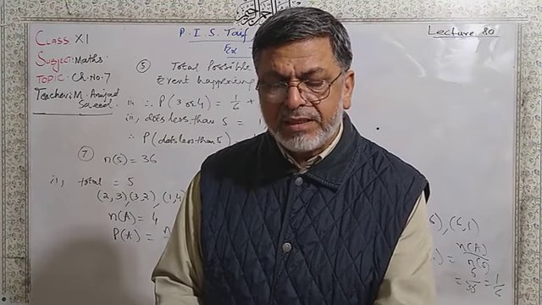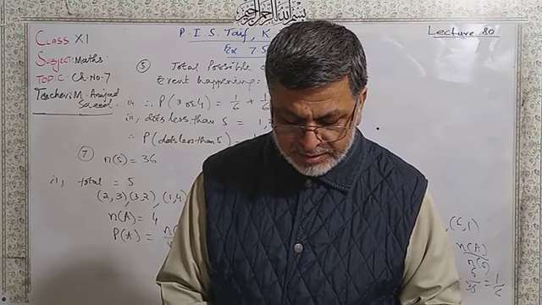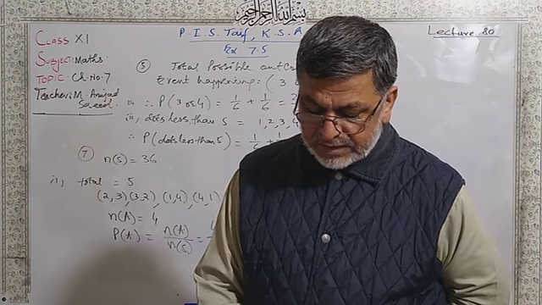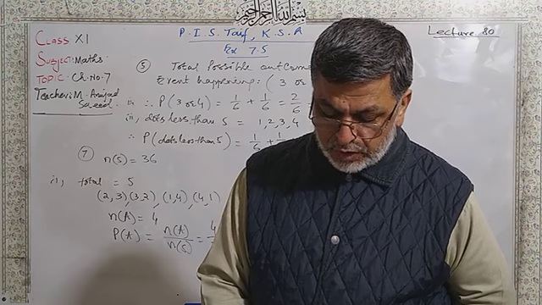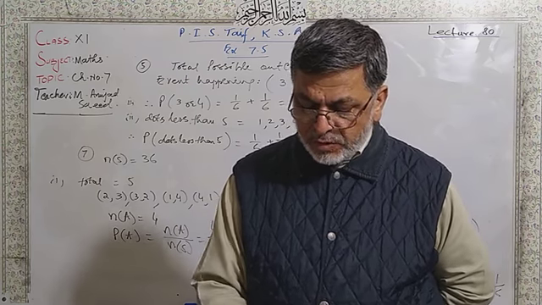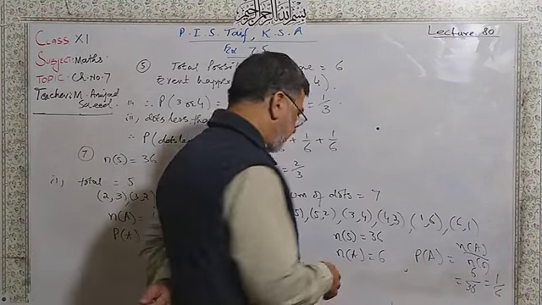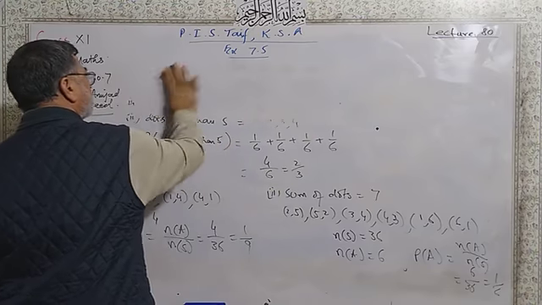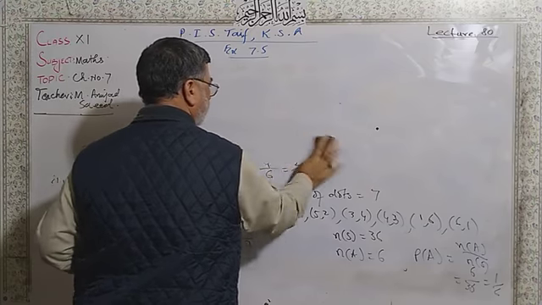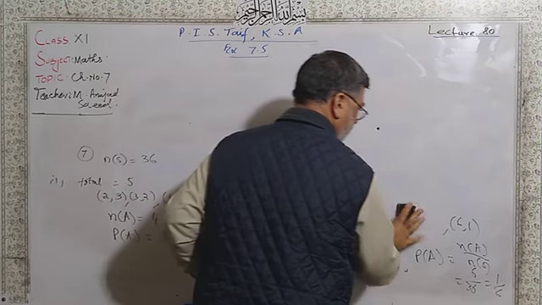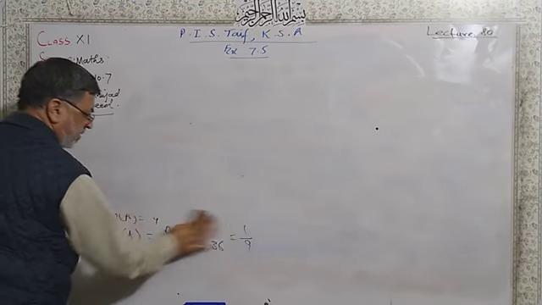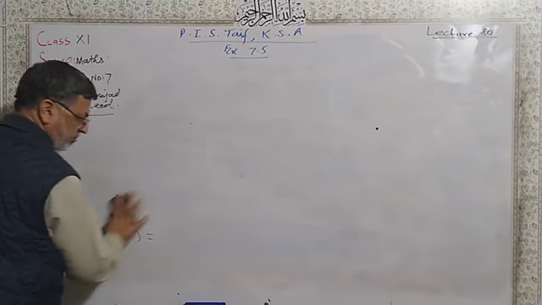After that, we have question number 10. In question number 10, a coin is tossed 4 times. The tops show event happening: all heads, 2 heads and 2 tails. We have question number 10 of this exercise. A coin is tossed 4 times.